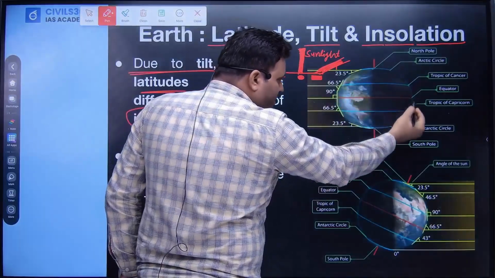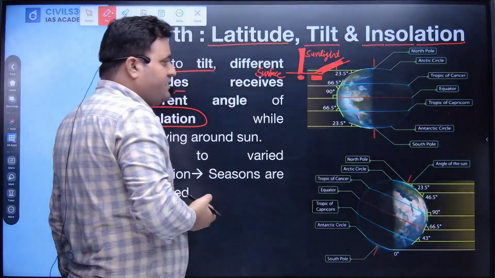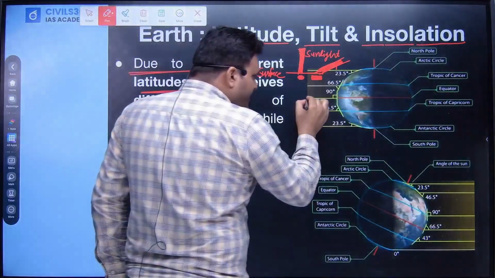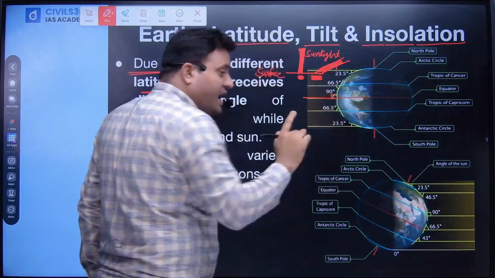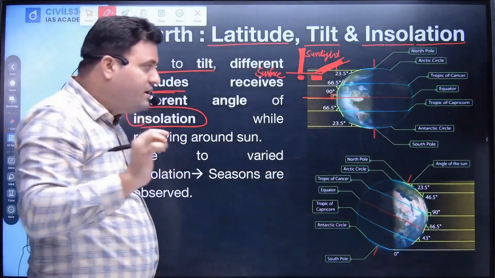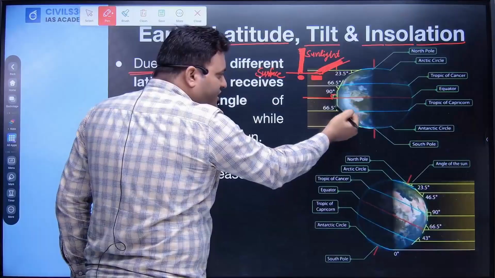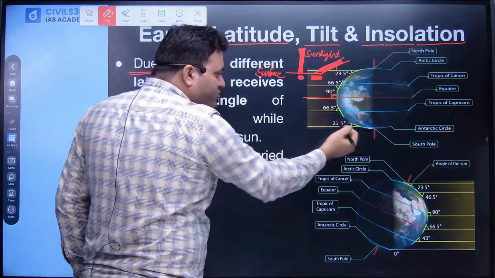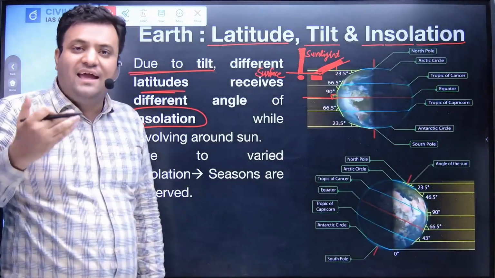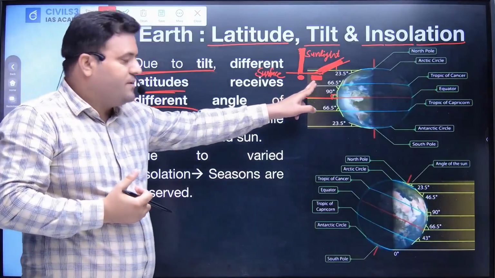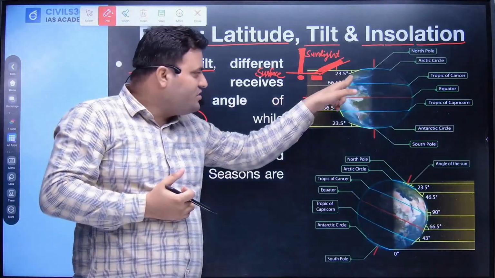This is our Earth's surface, and the equator is receiving 90-degree insolation at a given time. Similarly, you can see the respective latitudes, and these latitudes are receiving different angles of insolation. It is because of this: here you can see the curvature of our Earth.